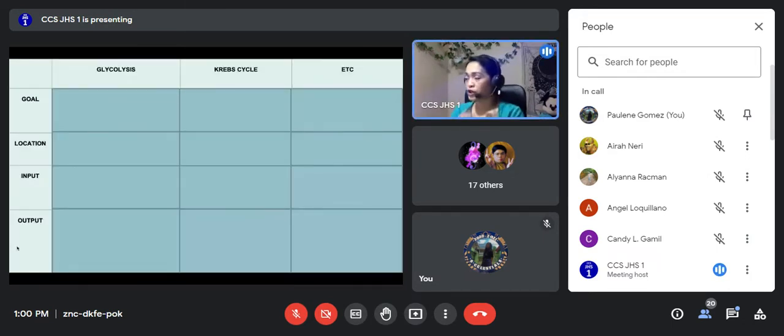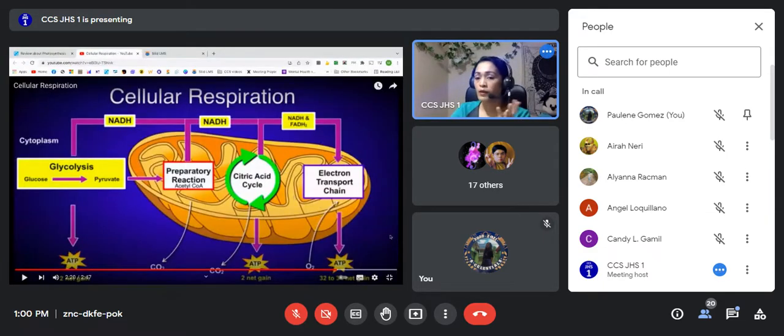Okay, so now you have watched the video. So why did I move this one? Because this particular image or portion of the video actually shows us the summary of the important components, important input and output, and relationship of the individual stages in the production of ATP.